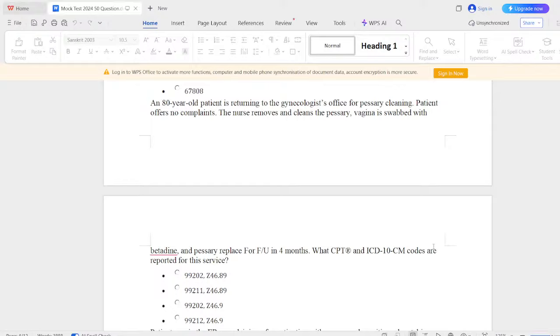Answer B, yeah, correct answer. 99211, comma, is it 46.89? Very good, Akash, Rasna.